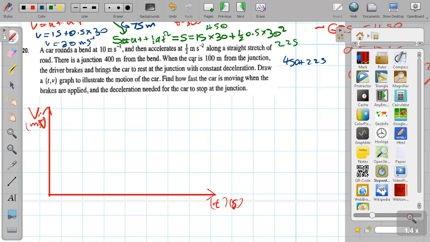The car rounds a bend and enters with 10 m/s and accelerates at half m/s squared along a stretch of road. There is a junction 400 meters from the bend. When the car is 100 meters from the junction, the driver brakes and brings the car to rest.